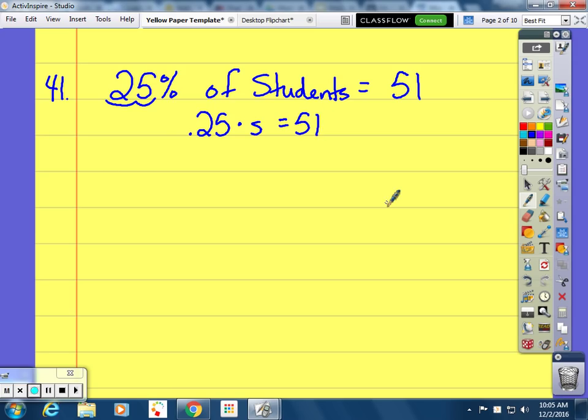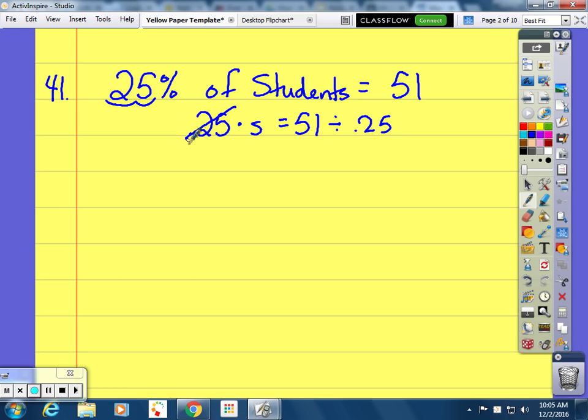Just yesterday, we did simple equations that look just like this. S is the variable. The 0.25 needs to move to the other side. So we know it's multiplication, so when it crosses the equal sign, Border Patrol changes it to divide. So it's really 51 divided by, that's not the way we did it yesterday, is it? We did it after it. Divided by 0.25. This is gone. So S is going to be whatever that is.